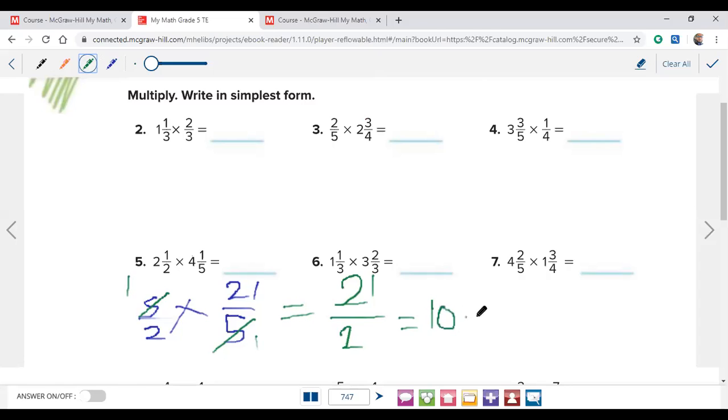and still have remainder 1 from 20, because 10 times 2 equals 20. Then subtract it from the numerator, which is 21. 21 minus 20 equals 1, so remainder 1 out of 2. So it will be 10 and 1 out of 2, as you see.